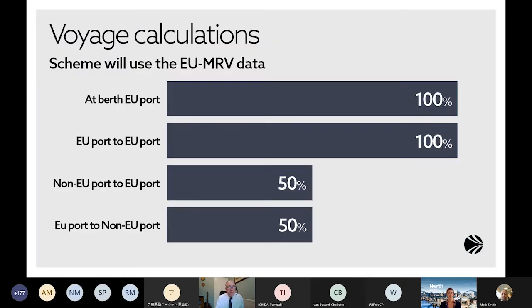And let's finish off here very quickly. A voyage under the ETS is berth to berth between two ports of call where the vessel has loaded or discharged cargo, or in the case of passenger ships, embarked or disembarked passengers. The proposed solution for voyages that start or finish outside an EU or EEA port is to consider 50% of those emissions. And when at berth at an EU port or on an intra-EU voyage, 100% of the emissions are considered.